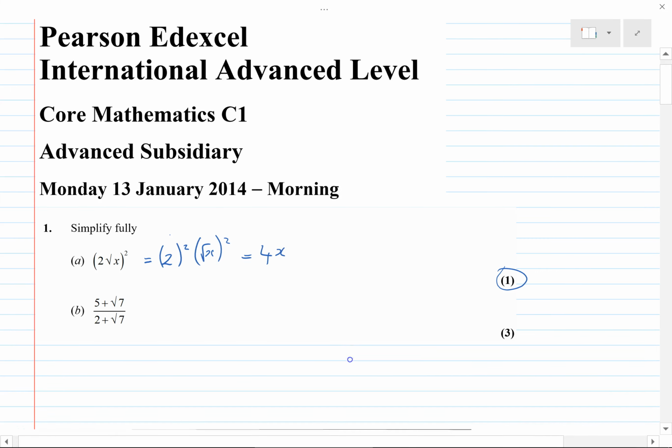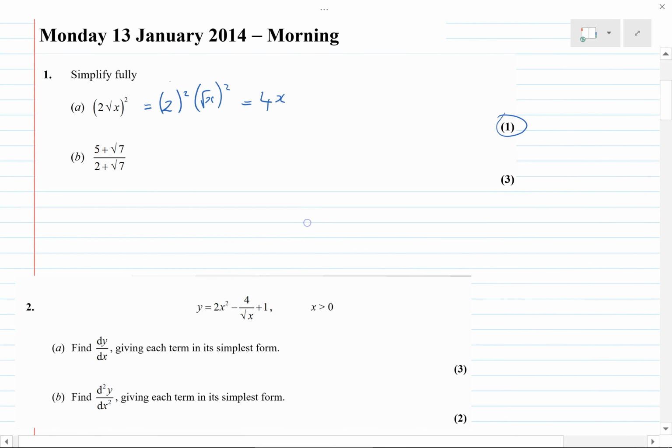That's the same as the 2 squared times by the square root of x squared. Well, 2 squared is equal to 4. The square root of x is equal to x. So that's our 1 mark question done.